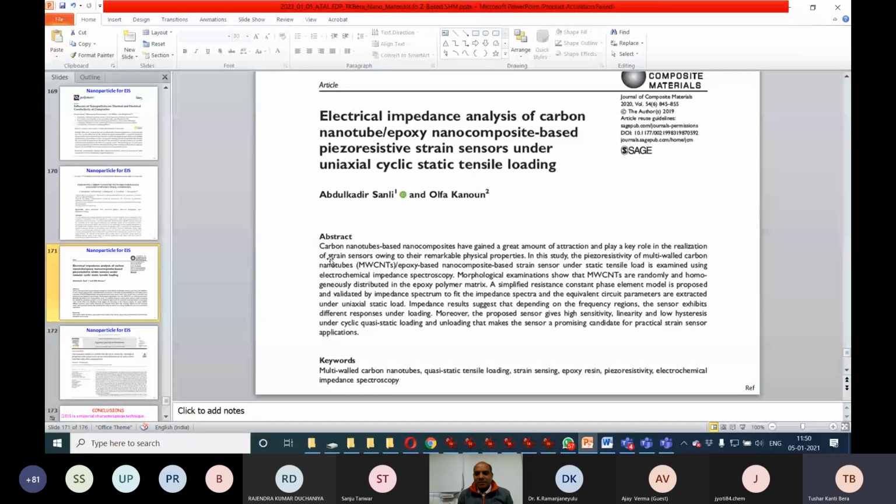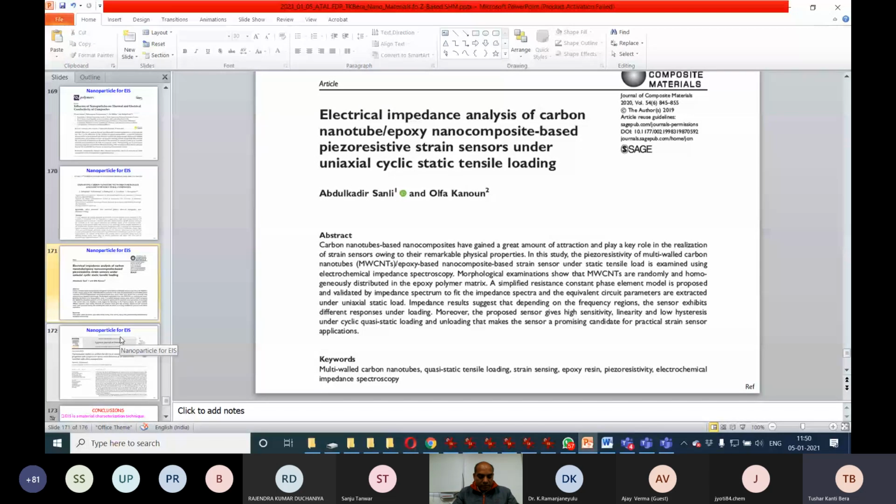As I told, a nanotube or epoxy nanocomposite based piezoresistive strain sensor can also be developed. It is for uniaxial cyclic static tensile loading detection. That type of material property identification can be conducted with the help of nanoparticles associated with the EIS technique. In cementitious or civil materials also, nanoparticle based electrical impedance techniques can be obtained with more sensitivity.